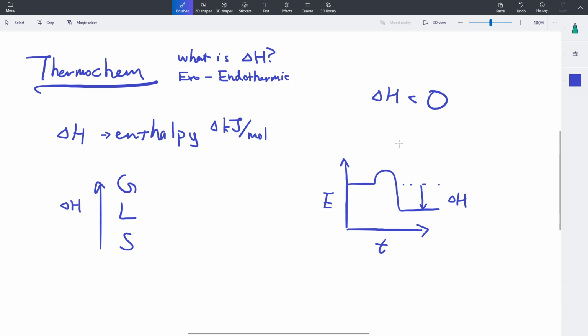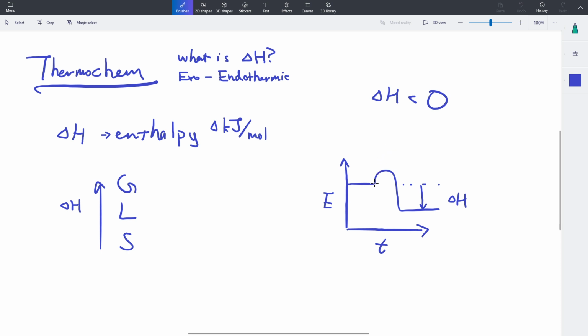This would be like if you were to combust something like ethanol. You combust ethanol, it becomes a lower energy form, and then it releases energy outside. So you can see the fire. Or actually, I don't think you can see the fire with ethanol, but with gasoline, for example, you can see the fire.